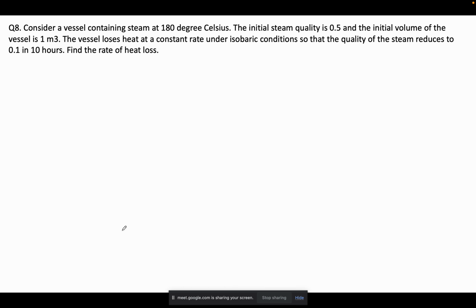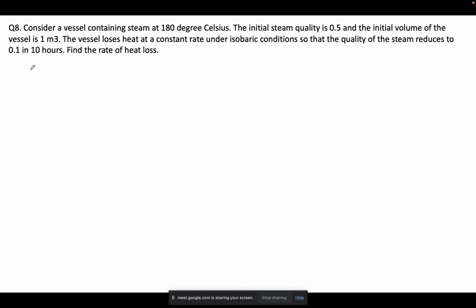Okay, next, consider a vessel containing steam at 180 degrees Celsius. The initial steam quality is 0.5 and the initial volume of the vessel is 1 meter cube. The vessel loses heat at a constant rate under isobaric conditions, so that the quality of the steam becomes 0.1 in 10 hours. So find the rate of heat loss. Okay, so what you are getting here is a vessel containing steam.